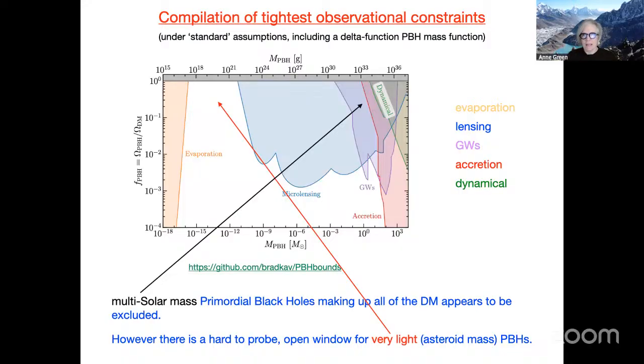So we can form interesting abundance of primordial black holes. Whether or not that is actually what's happened in the universe, that's a question that has to be answered using observations. And so what I'm showing you here is a compilation of the tightest observational constraints. Now, obviously, going from data to constraints always involves assumptions, and there are various standard assumptions that are made here about the distribution of the primordial black holes, and in particular clustering, and I'll talk about those later on if I have time.